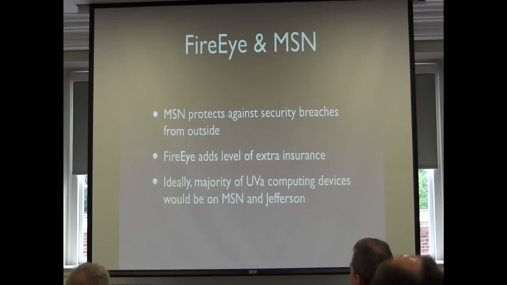And ideally, the majority of UVA computing devices would either be on the MSN or Jefferson. And ITS and IS Pro are talking about this and how we would best make this happen without major interruption or major investment of dollars. But the idea being that you would be on the more secure network by default and you'd have to opt into the less secure network. Discussions about that are ongoing.